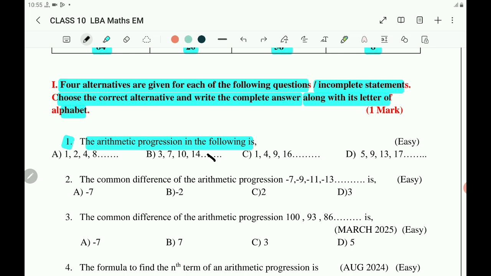Next you take the third one, option C, 1, 4, 9, 16 are there. All these are perfect square numbers. By addition or subtraction you can understand, 1 plus 3 is 4, 4 plus 3 must become 7, here you got 9. It is also not an AP.